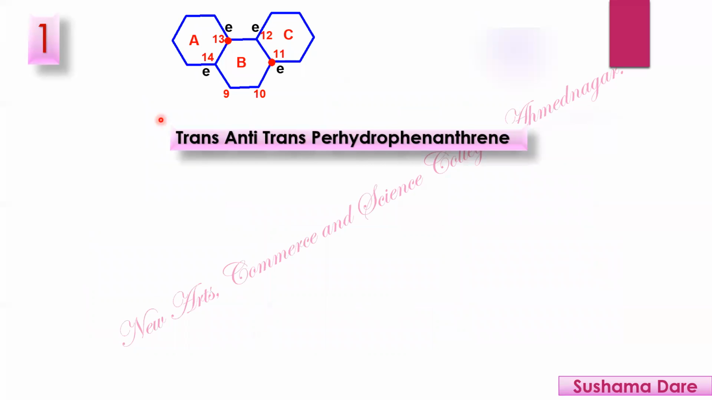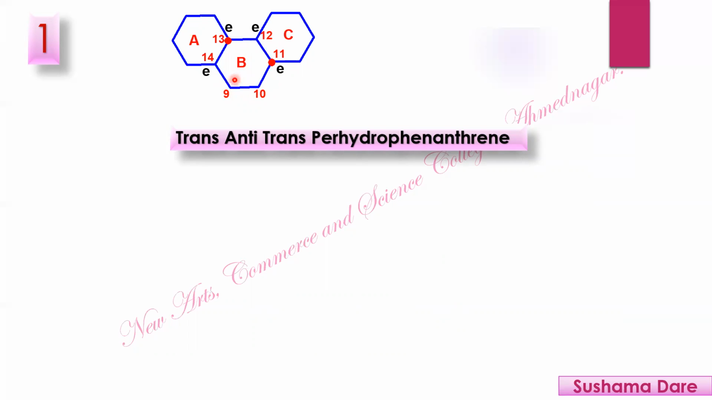So this is the first structure, trans-anti-trans perhydrophenanthrene. This is ring A, B, C. Now I have given a number to the central ring only, because when we are going to draw the stereo structure of this compound, we need the central ring. That's why I mentioned the number only on the central ring system. The numbering, in what way you have to give it, I have already explained in the first slide.